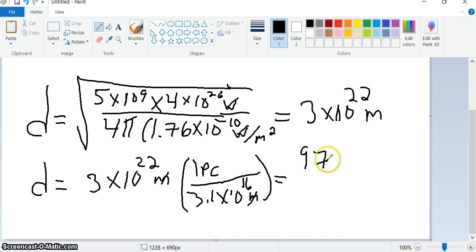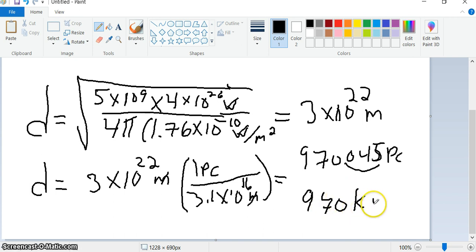970,045 parsecs, that's a 5. And of course, we want it in kiloparsecs, so if I move the decimal, which is after the 5, 3 places to the left, this is approximately 970 kiloparsecs. All right, so that's the distance to Triangulum. Okay, let's pause this.